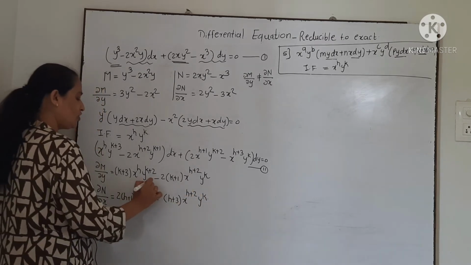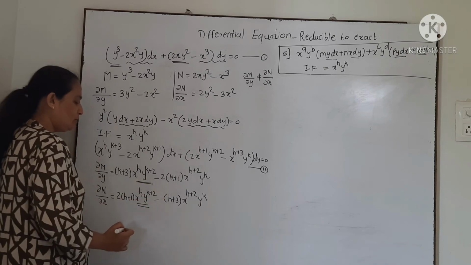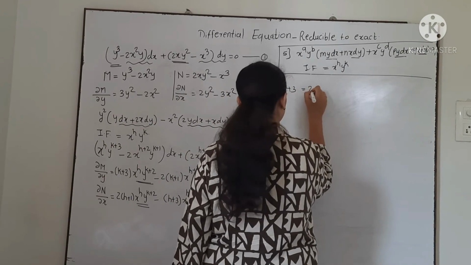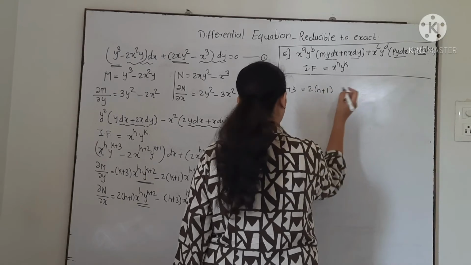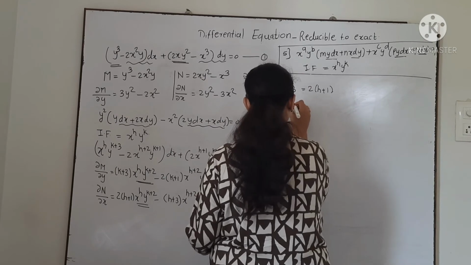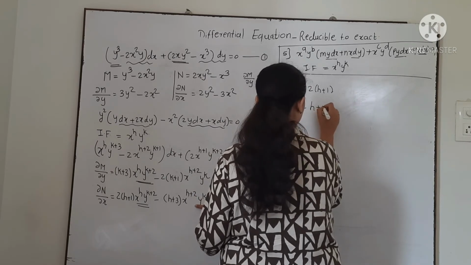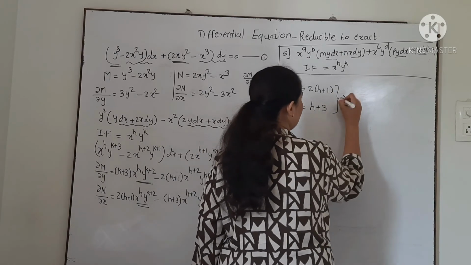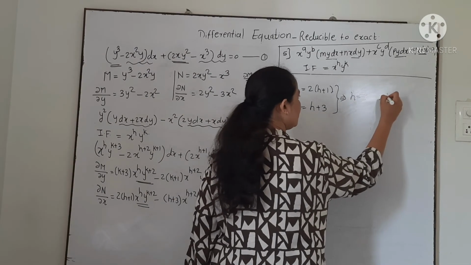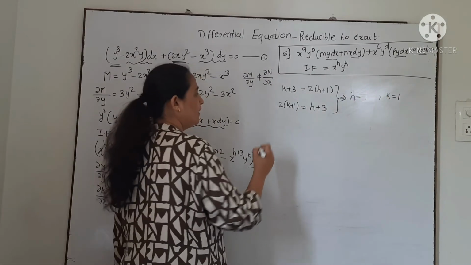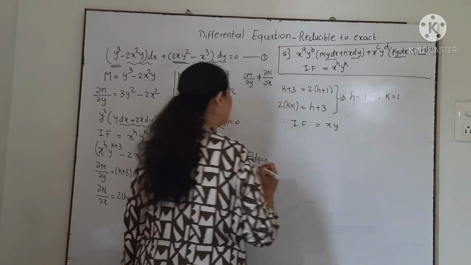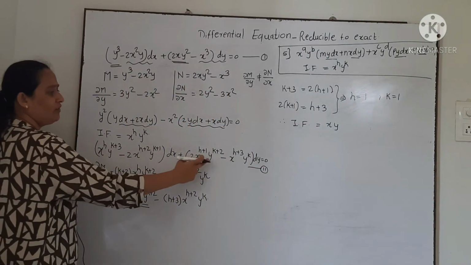So if you compare the coefficient of x raised to h, y raised to k plus 2 in both the equations, you will get k plus 3 equal to 2 in bracket h plus 1. Similarly, if you compare the other coefficient, we will get 2 in bracket k plus 1 equal to h plus 3. Solve these two equations simultaneously to determine values of h and k. And if you solve this, you will get h is equal to 1, k is equal to 1. Therefore, your integrating factor will be x y. We'll substitute these values of h and k in equation 2.